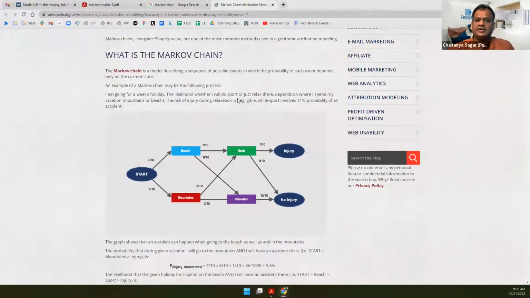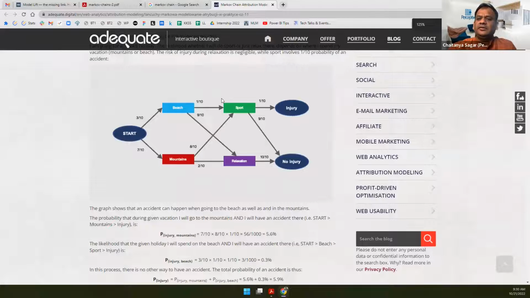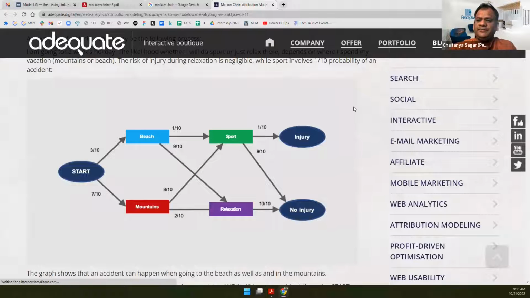So here it is. What it is showing here is that we want to predict whether there will be an injury or no injury. These are all the various possible events, and each of them has a probability. From start, you can go to beach, 30%, or mountain, 70%. Then from beach you could go to sport, 10%, and then you have 90% for relaxation.